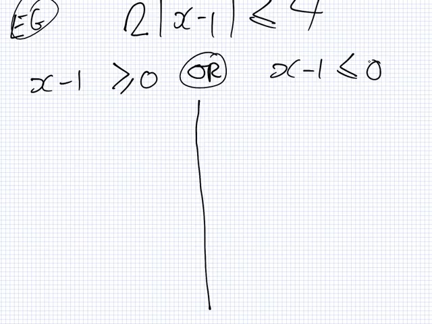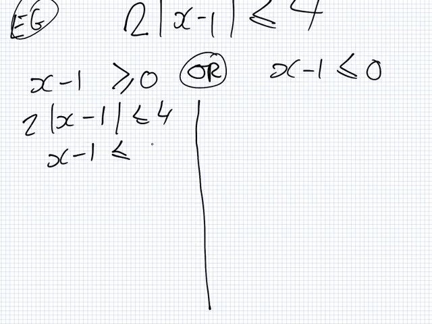So let's consider this situation where x minus 1 is positive. In other words, we know the answer is bigger than or equal to 1. This becomes a lot easier to solve. If I know this is positive, do I need the absolute value anymore? No, because I know it's positive. So I get x minus 1 is less than or equal to 2, so x is less than or equal to 3. But remember we said this at the beginning.